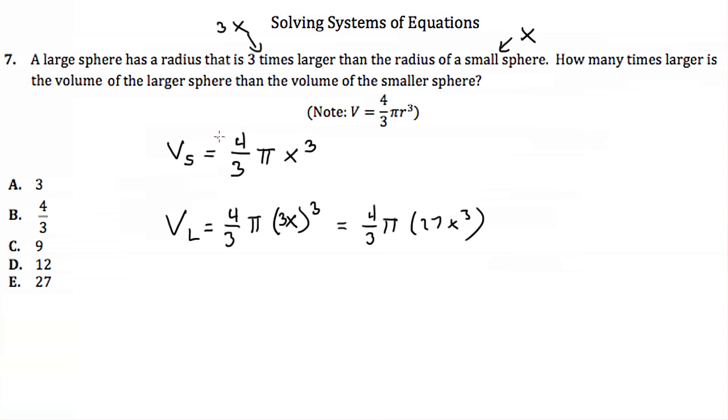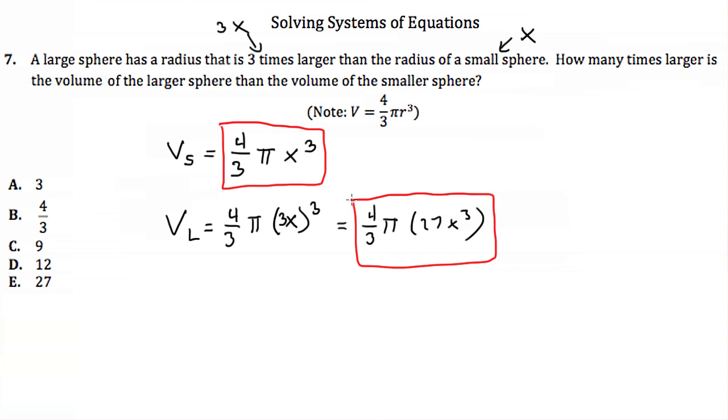Now if you look at these two equations, they both have a 4/3. So let's drop the 4/3. They both have a pi, so we'll drop that as well. And they both have an x cubed. So if we reduce all of these, then the ratio of the small volume versus the large volume should be 1 to 27. So the larger sphere has 27 times the volume of the smaller, and our answer is E.